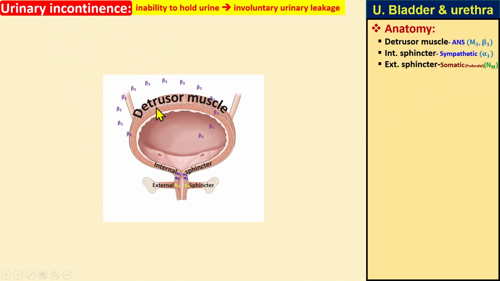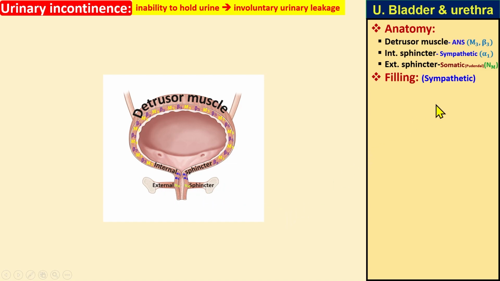If you look at the detrusor muscle, beta 3, which is the sympathetic supply, relaxes the detrusor muscle, and there is M3, which is the cholinergic or parasympathetic supply. So the detrusor muscle has both the sympathetic and the parasympathetic supply, the autonomic nervous system: M3 and B3 in the detrusor muscle, alpha 1 in the internal sphincter, while the external sphincter has NM, the pudendal nerve, the somatic. The detrusor muscle is involuntary, the internal sphincter is involuntary. What is voluntary is the external sphincter, because it is supplied by the somatic nerve.